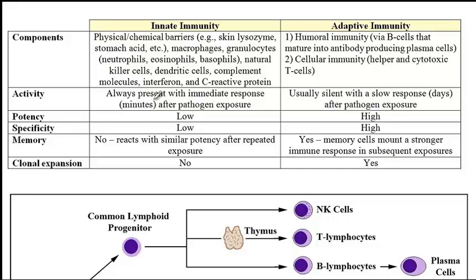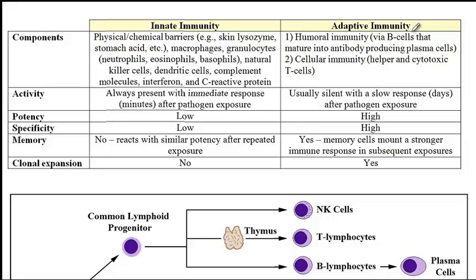This type of immunity is always present with an immediate response within minutes, but it's not really specific nor potent. So this is more like a general response to any type of pathogen or any type of microbe that enters. It doesn't have any memory, so if we get infected by chickenpox today, and get infected again 6 months from now, our innate immunity doesn't recognize this antigen specifically and will mount a general immune response. And so therefore there is no clonal expansion.